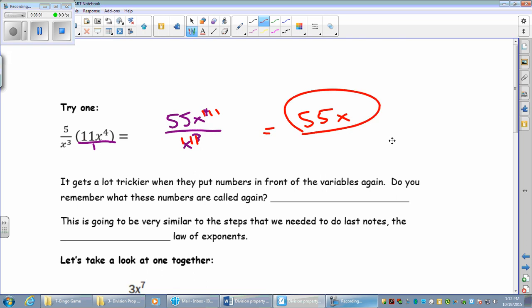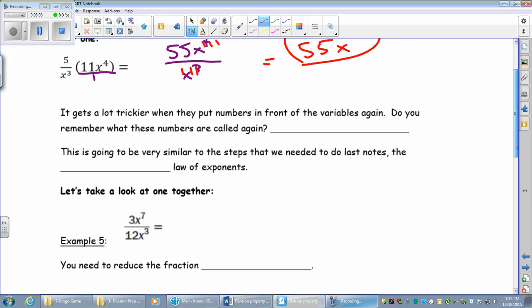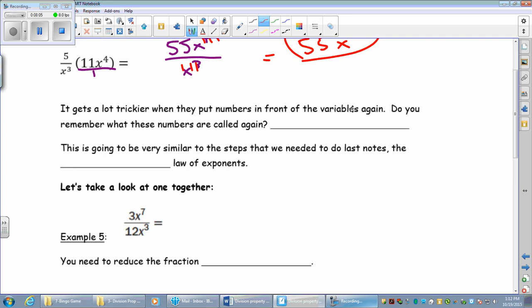So there's your answer. Now, it gets a lot trickier when they put numbers in front of the variables again. We did that last class. Do you remember what these numbers are called? Like this 3 and this 12. They're called coefficients.